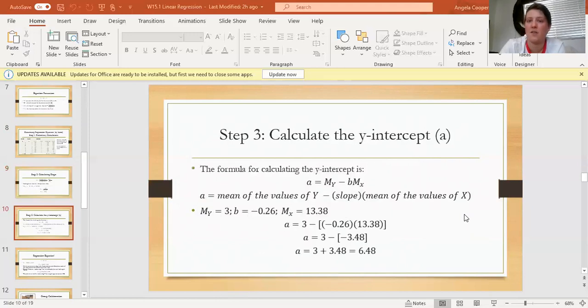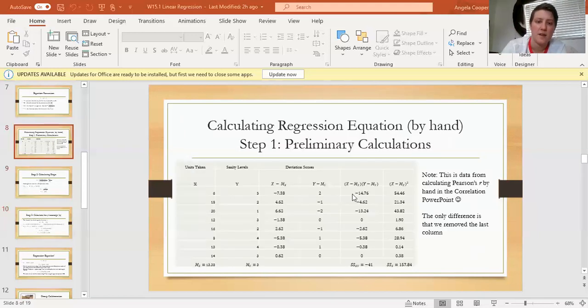All we need to do now is calculate the y-intercept, which is referred to as a. To calculate the y-intercept, a is equal to the mean of the values of y minus b, the slope, times the mean values of x. Again, we have all of this information. The mean values for y is 3, and if you need to go back to the chart to reference it, I can. We found the mean of y, which is all of our sanity levels added together and divided by how many participants, which was 8. That gives us our mean of 3.